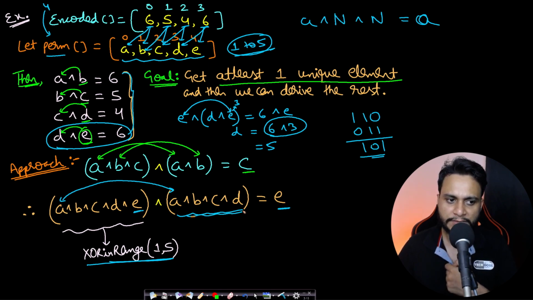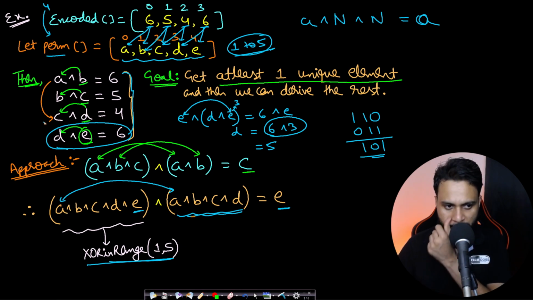Now in order to get to this value, you have to actually do XOR of all the even jumps of values. Now why do you do only the even jumps of values?